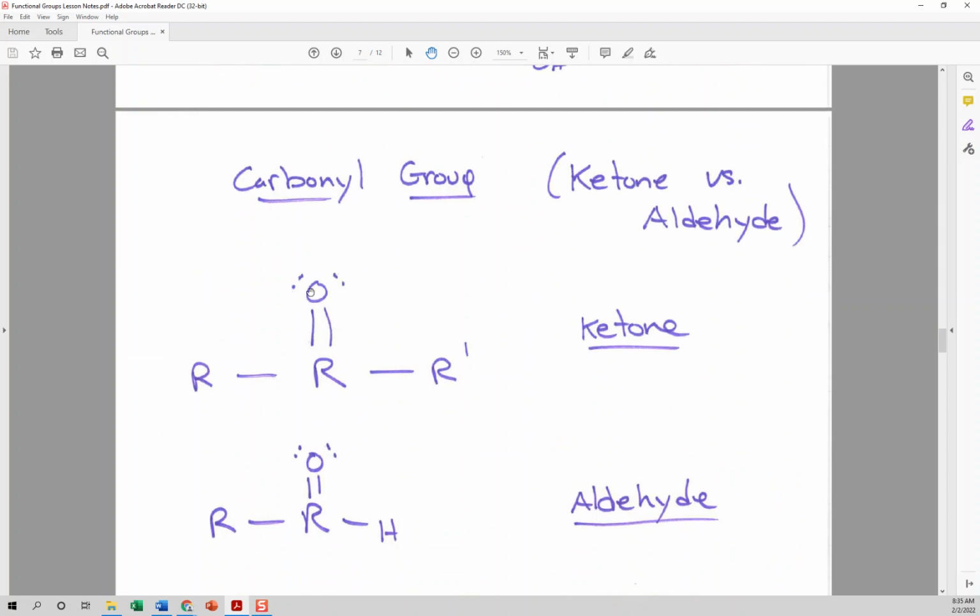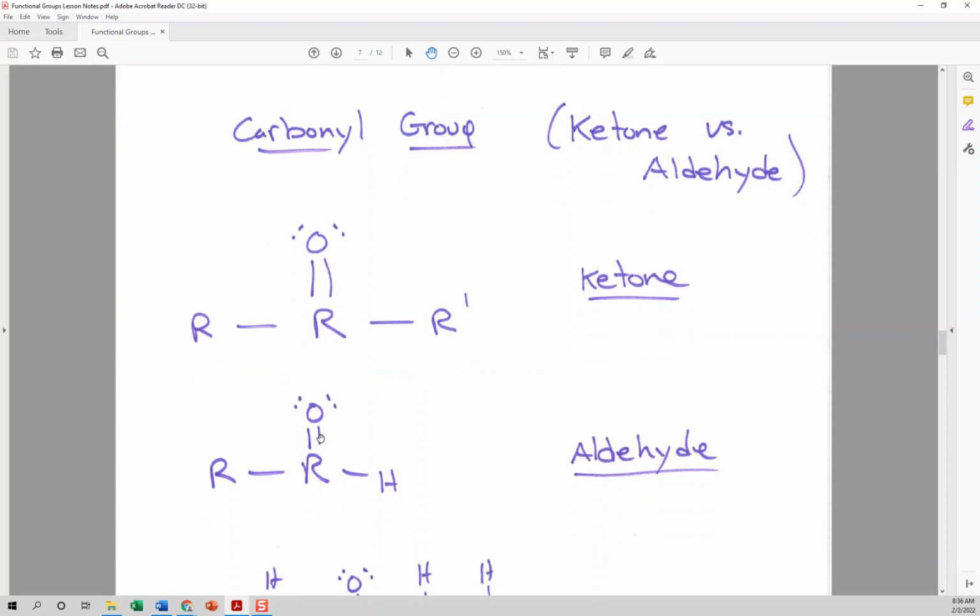And a carbonyl is just a double bond O. But really what we want to understand is the difference in classification. You can have double bond O and it's a ketone, or you could have double bond O and it's an aldehyde. When the double bond O is on one of your middle carbons in the chain, we call it a ketone. If the double bond O is on one of the end carbons in the chain, we call it an aldehyde.